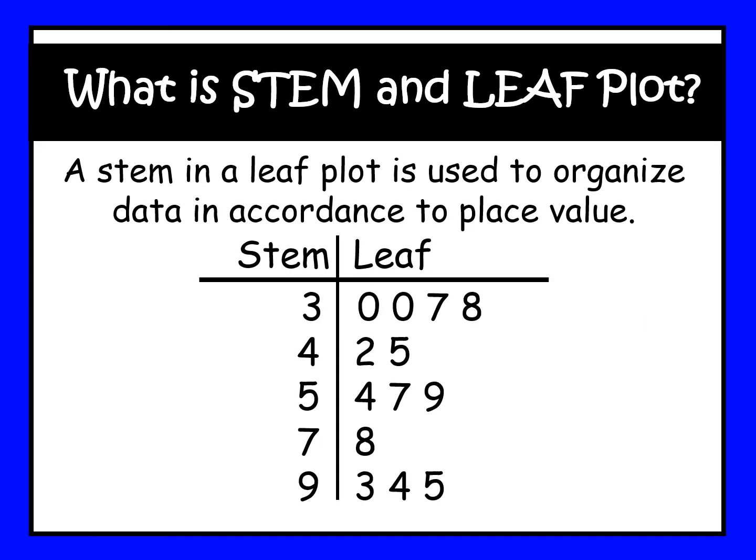What is a stem and leaf plot? A stem and leaf plot is used to organize data in accordance to place value. So if you remember, a stem and leaf plot is basically a way to organize data based on place value. Remember, on one side, which is the stem, we either put our hundreds and tens, and then the leaf, we put the ones. Today I'm going to be giving you a set of data, and you're going to use this data to create your own stem and leaves.